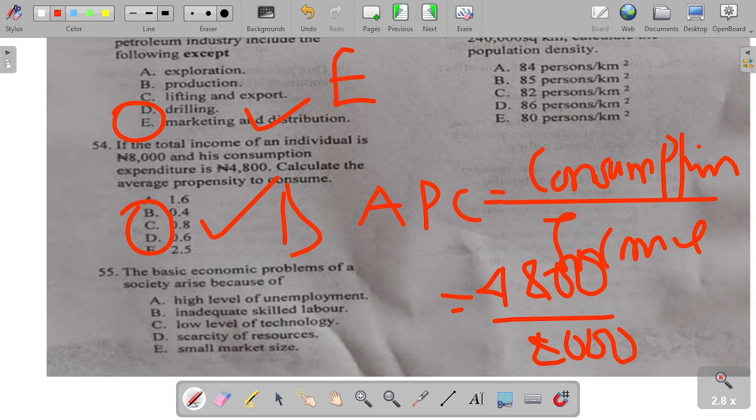Number 55. The basic economic problem of society arises from higher level of unemployment. That may be a problem, like what's happening in South Africa right now for the blacks. Inadequate labor skills, no. Low level of technology, no. Scarcity of resources, yes. When resources are scarce, production will definitely dwindle.